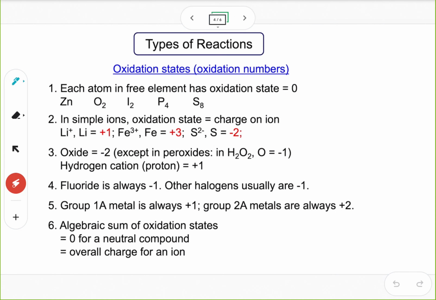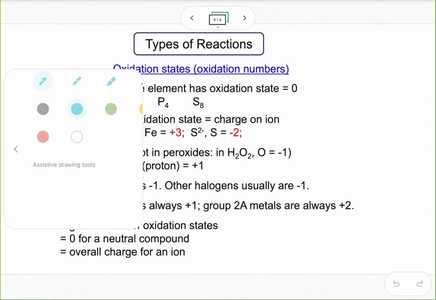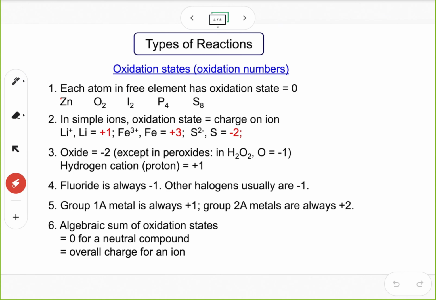This slide shows us some general rules, or guidelines, for us to follow when we try to figure out the oxidation state. Let's take a look at them one by one. First one: each atom in a free element has an oxidation state of 0. Like zinc, oxygen gas, iodine gas, P4, the phosphorus element, and S8. If there is only one element in the formula, we're not going to talk about electron transferring, right? No electron transferring process.